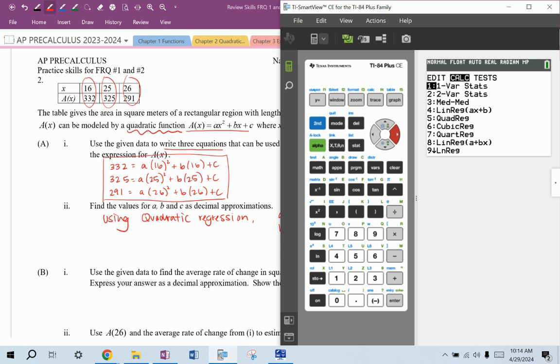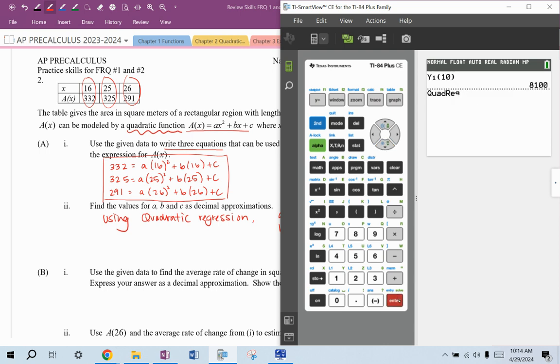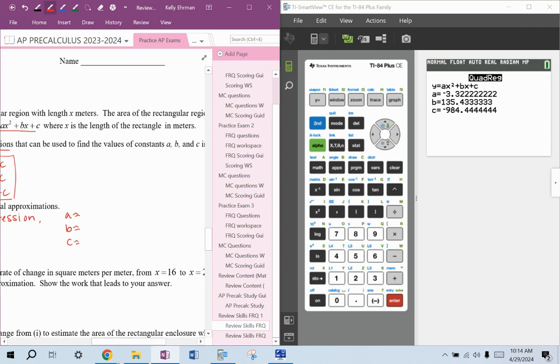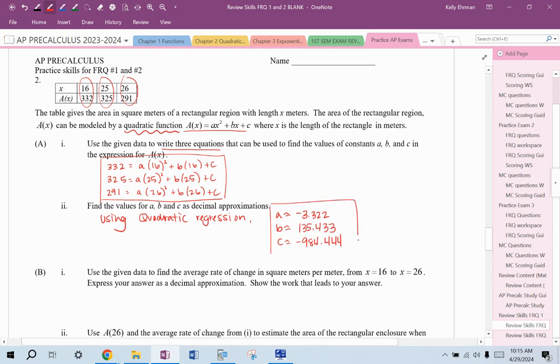Oh, my pen stopped working. There we go, number 5. L1, L2, store the equation in case we need to plug something into it, or in case we want to look at the graph. We want to do both. And now you're allowed to round these to 3 places. So negative 3.322, 135.433, negative 984.444. Okay, these are the values for A, B, and C.